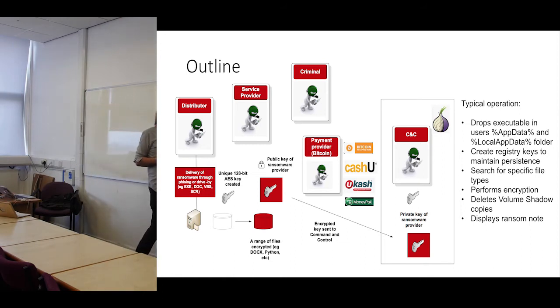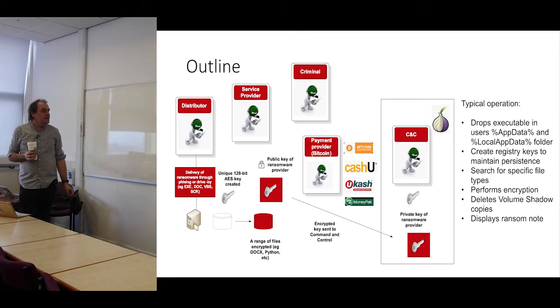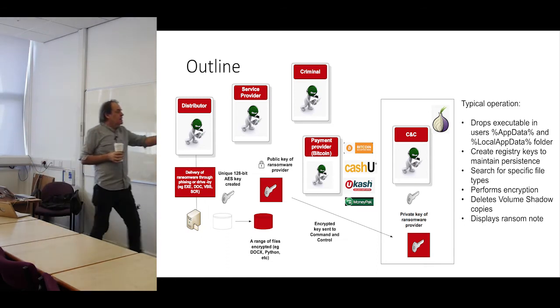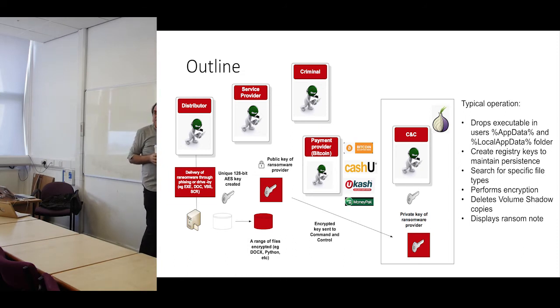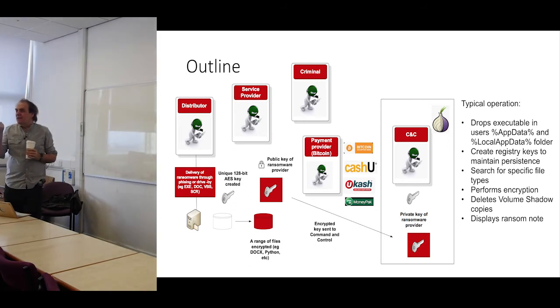So what it typically does is generate a unique AES key, and then it will hunt for certain files on the machine. Doc, Python, source code is a great focus for them, because they know if they encrypt someone's source code, then the company or the organization is in trouble. So it goes and searches and encrypts them. Then it takes the public key of the ransomware provider and encrypts the session key with the provider's public key.